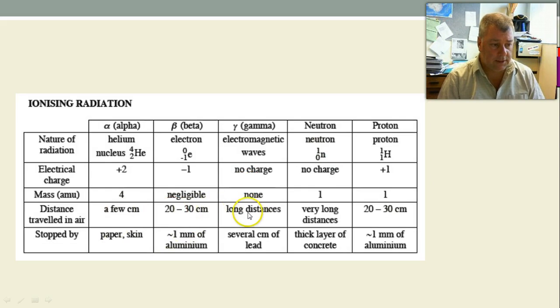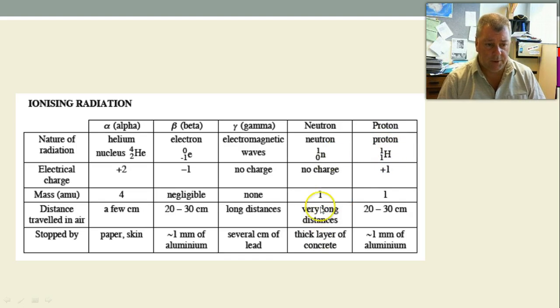Now, here we've got a little list of distance travelled in air, so you don't have to memorize this, and we're going to do a prac that should hopefully reinforce this. And we've got a little diagram coming up here soon. Now the information about the neutron and the proton is pretty much there. You don't have to remember the symbols. Remembering a proton is just a hydrogen nucleus.